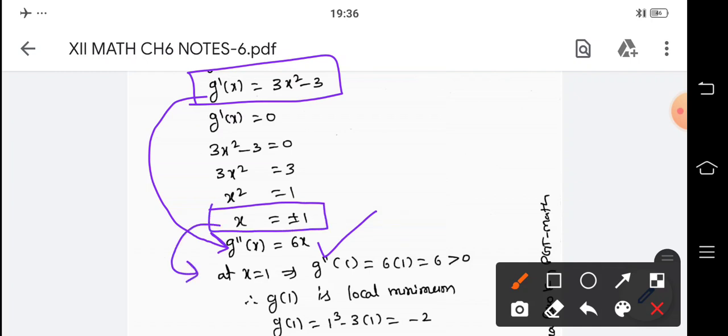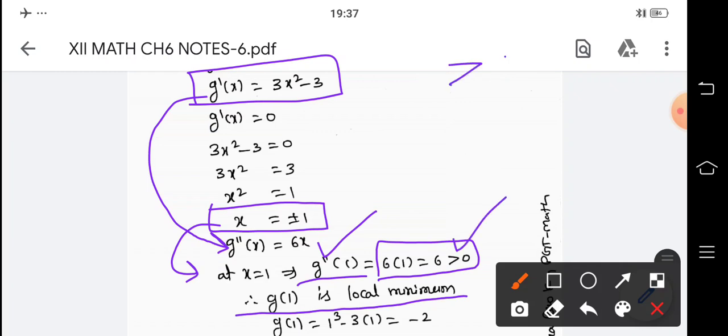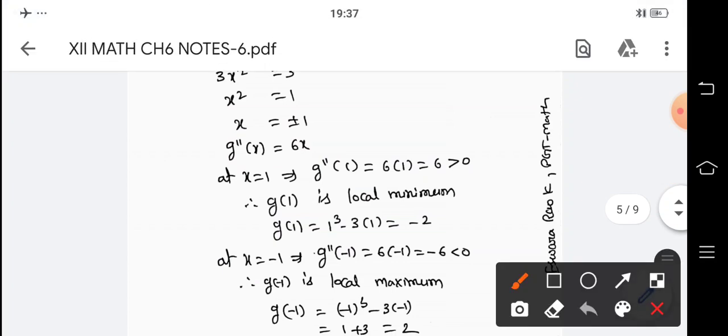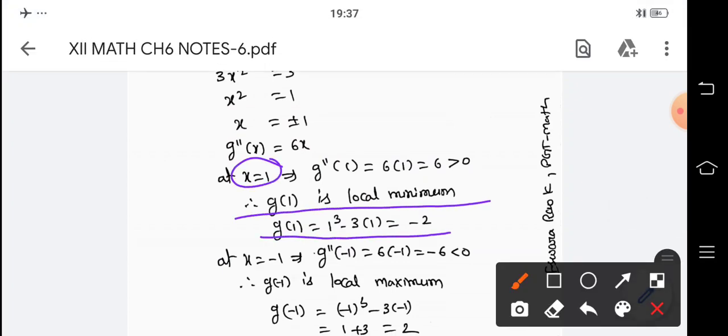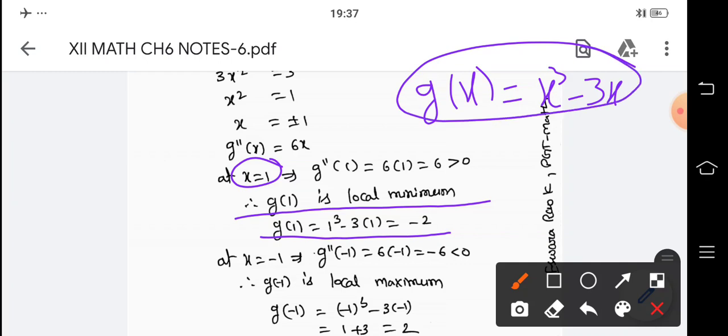Take plus 1. G double dash of 1 is 6, greater than 0. So g of 1 is a local minimum. Because second derivative greater than 0 means local minimum, second derivative less than 0 means local maximum. So g of 1 is the local minimum because x is equal to 1. Find out that, because g of x is given as x cube minus 3x. In that we have to substitute.